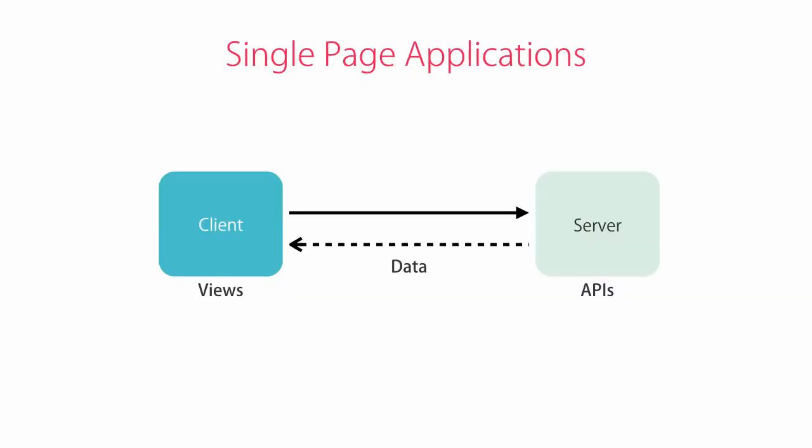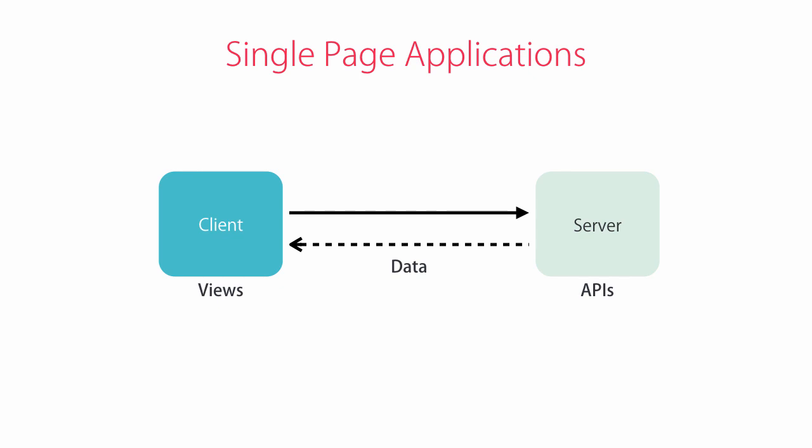With this architecture, on the server side, we would have a number of APIs that are purely responsible for getting or modifying data. All the views will be generated on the client, which means we won't be using MVC Razor views. Applications built with this kind of architecture are called single-page applications.